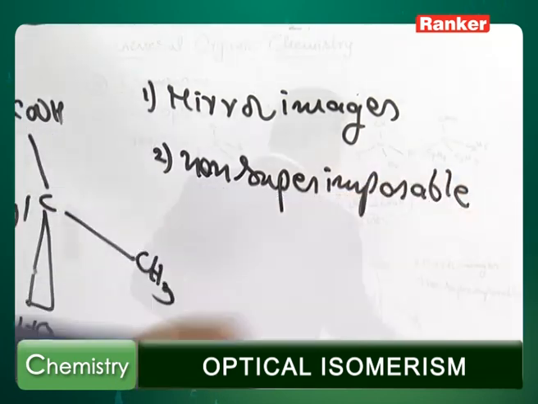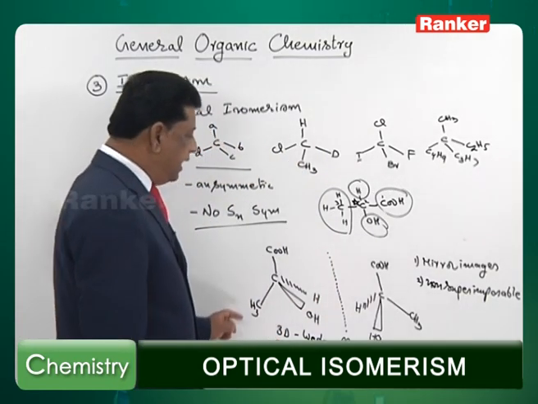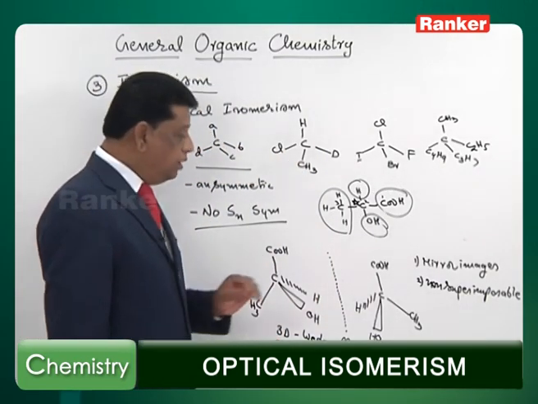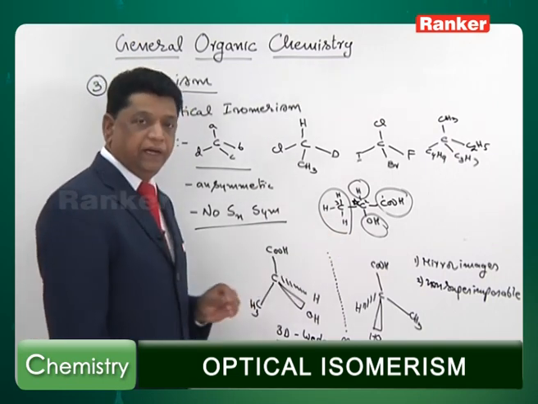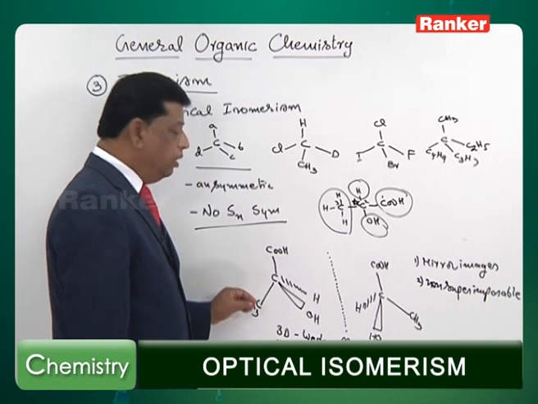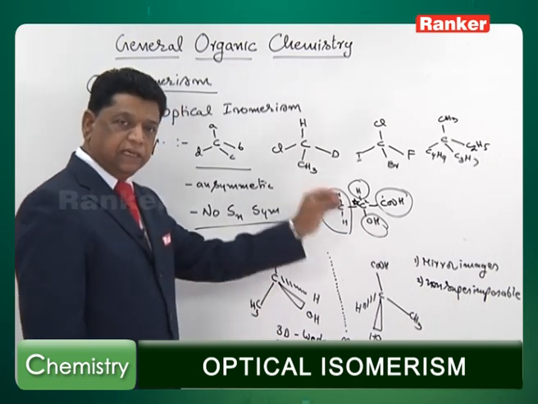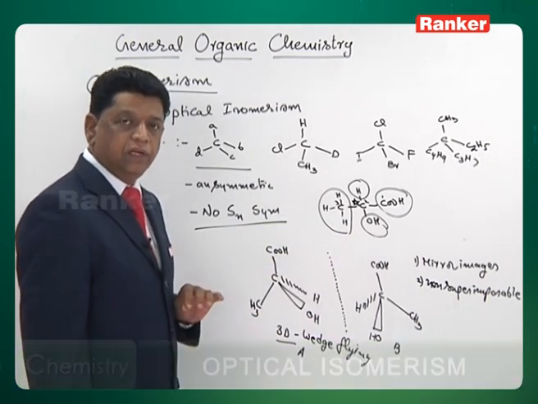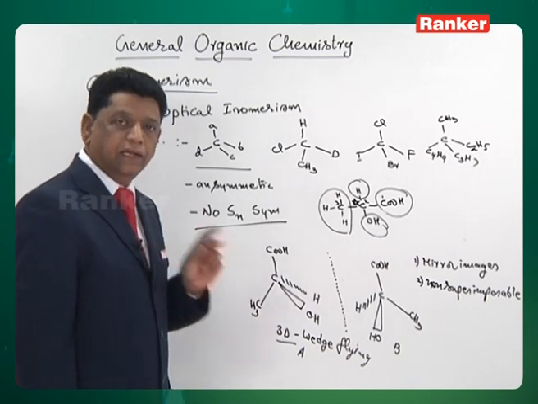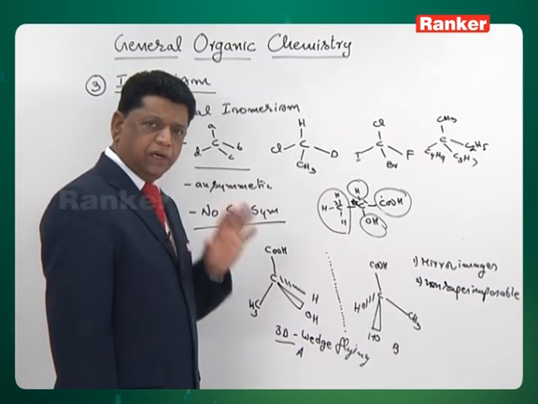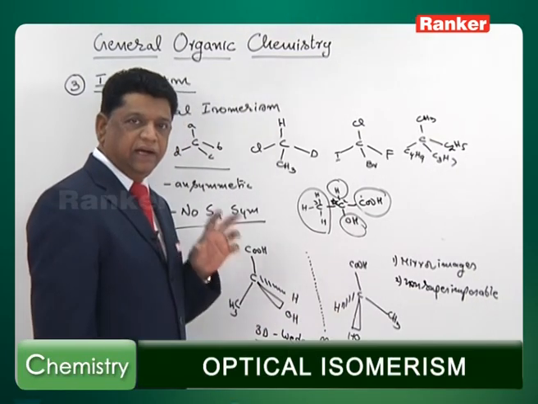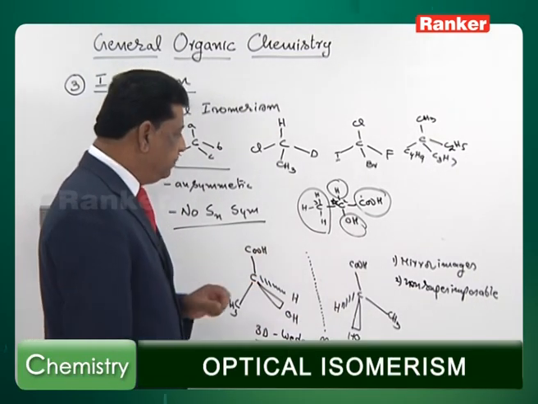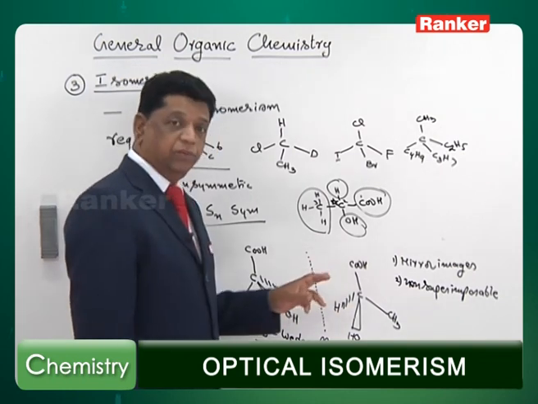So these two, A and B, are said to be mirror images and non-superimposable. One will not set over the other one. In fact, if any molecule or any item is exactly superimposable, those two are called identical. Identical means in all respects it is the same. But these two are not identical. They differ in one respect. What is that? They are non-superimposable.